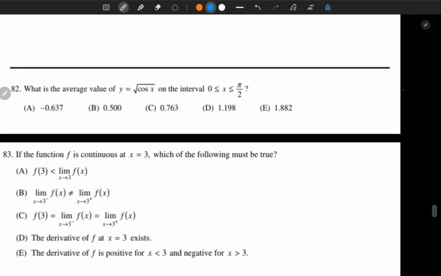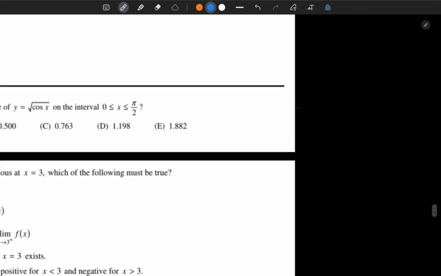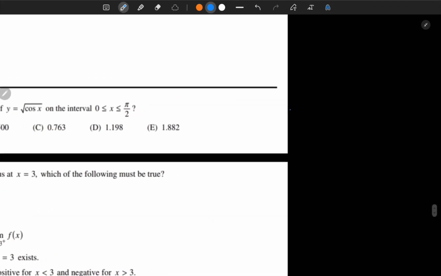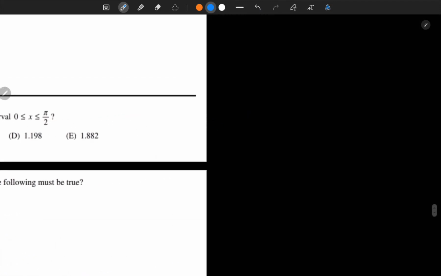Next, what is the average value of y equals the square root of cosine x on the interval 0 to pi over 2? Well, recall that the average value of a function, y bar, is equal to 1 over b minus a times the integral from a to b of y of x dx. This is the average value of y from a to b.